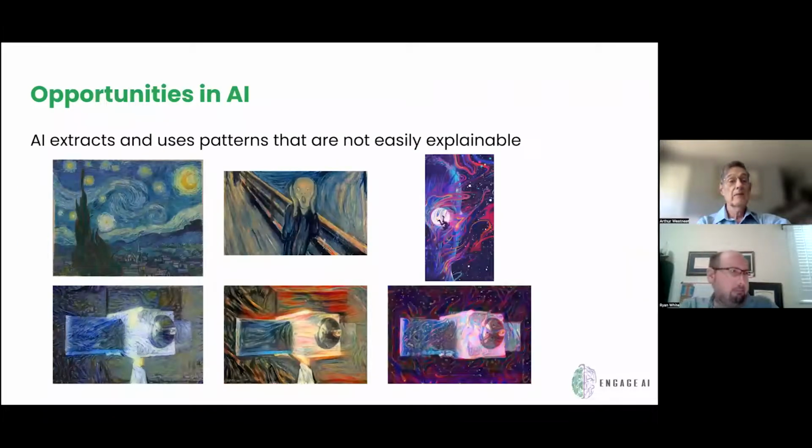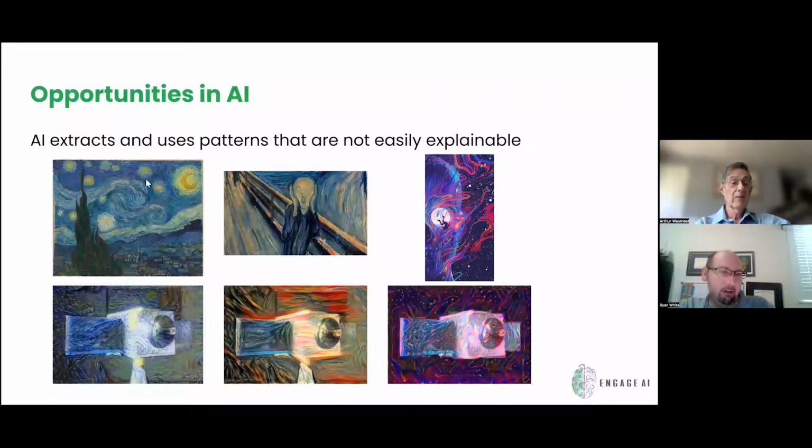Other things, AI does things people can't do. It can extract patterns that really aren't easily explainable. This is an example I like called neural style transfer, where you take a piece of art and a picture, and train a model that will extract the style of the art and apply it to whatever picture you want. So this is a picture of our little toy satellites that we have in the lab.